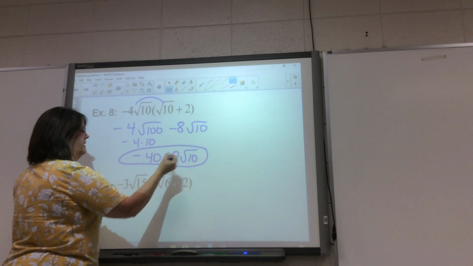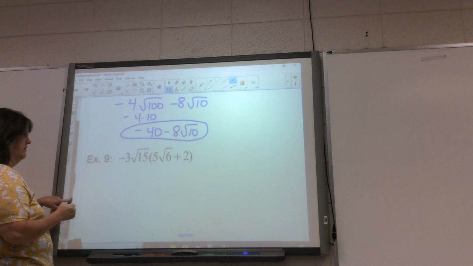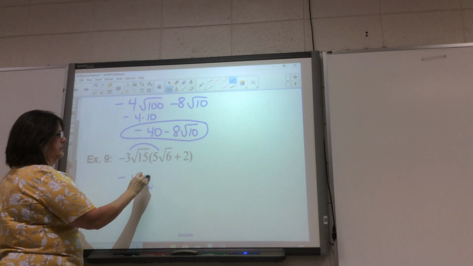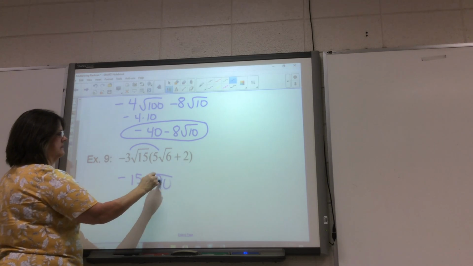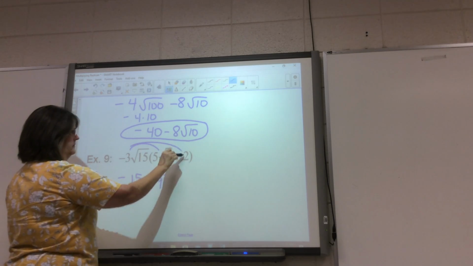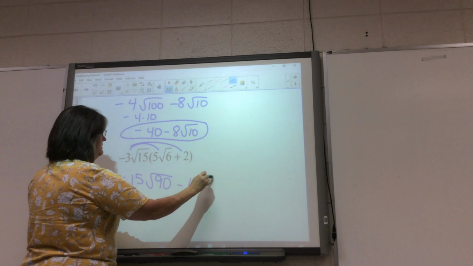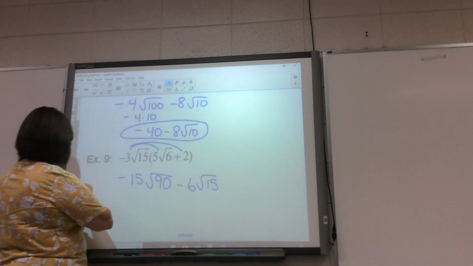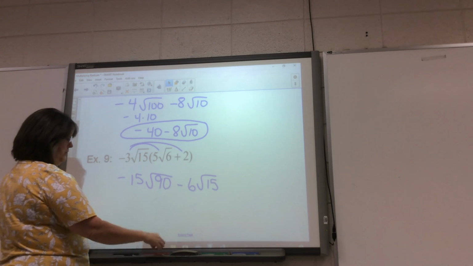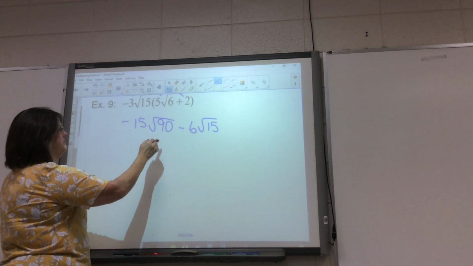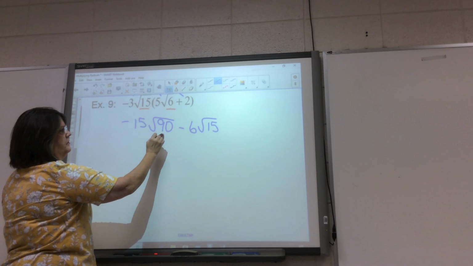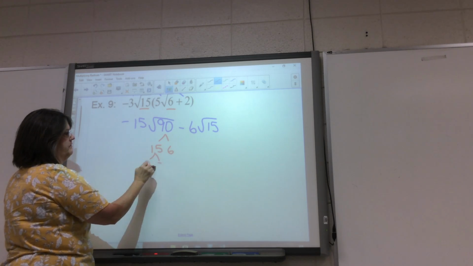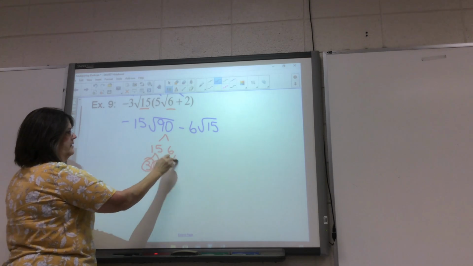10 will not simplify. Come down here, negative 15, square root of 90, negative 6 square roots of 15. This is not going to simplify. 15 is 3 times 5. However, this one will. So we will simplify it. I'm going to keep the factors that were there. 15 and 6. This is 3 and 5. This is 2 and 3.